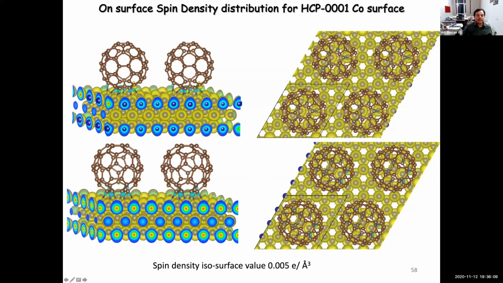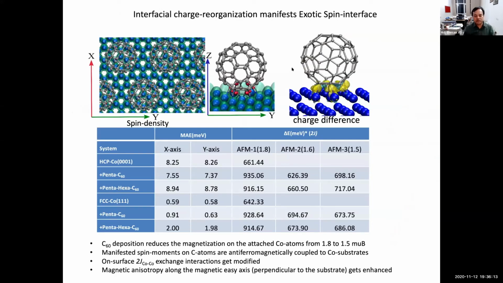And why is it happening? To understand this, we also investigated the electron or charge transfer at the interface, and we find that charge delocalization is occurring at the interface. How is it happening? The majority spin density electron is moving away from the C60, and slightly the beta electron is going in the other direction, creating an imbalance. But interestingly, it is getting antiferromagnetically coupled at the interface.